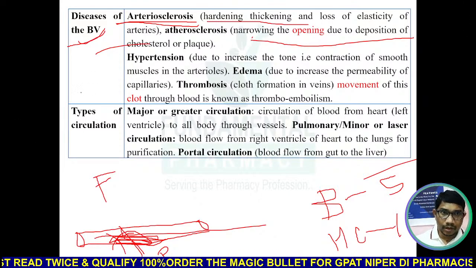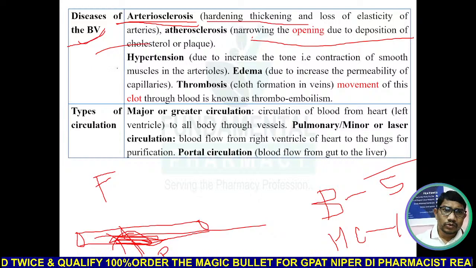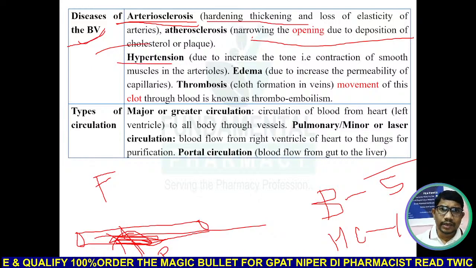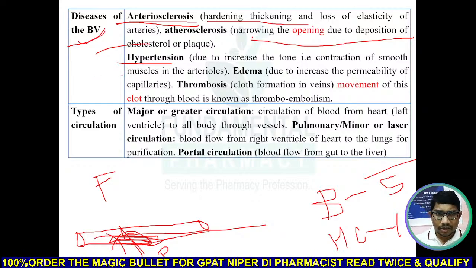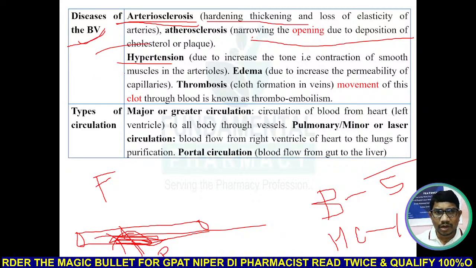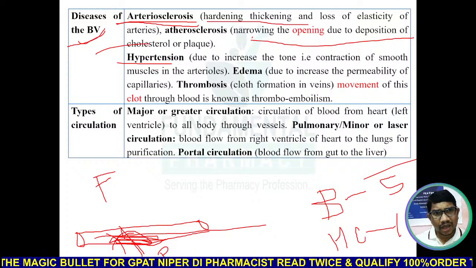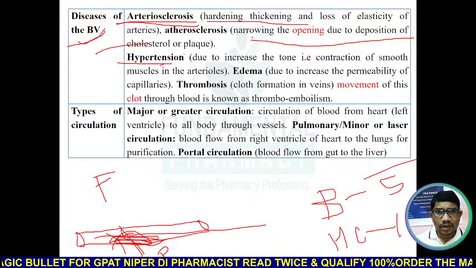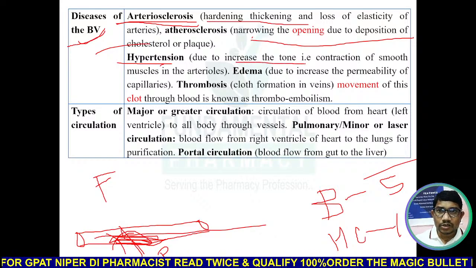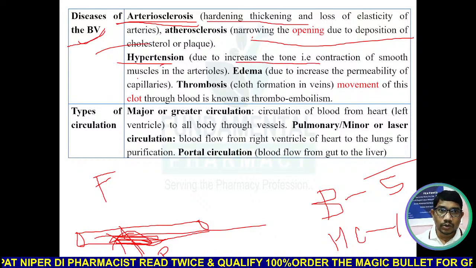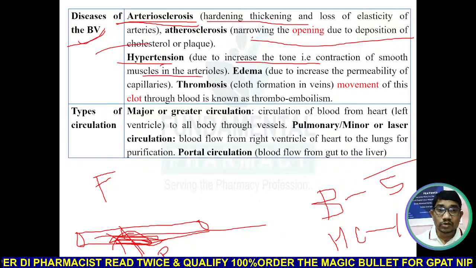Atherosclerosis. Hypertension means what? Hypertension means blood pressure more than normal. So if you are having blood pressure more than normal, that means hypertension. So due to increased tone and contraction of smooth muscle of the arterioles, that also leads to hypertension.